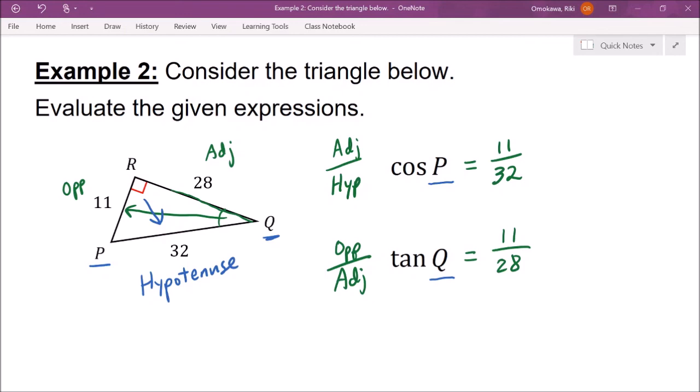So again, when evaluating these expressions, just be careful what angle they're asking about, right? P in one case, Q in another. And be sure to establish the correct sides. Where is opposite, where is adjacent?